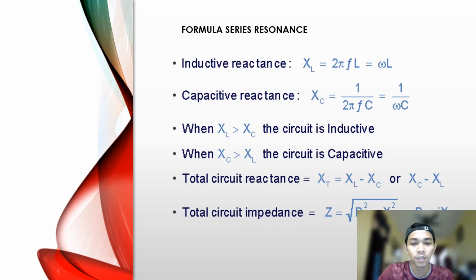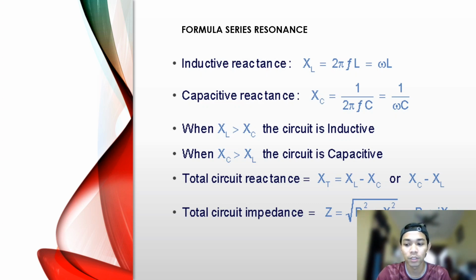For the formulas of series resonance, first the inductive reactance XL equals 2 pi fL, equals omega L. The capacitive reactance XC equals 1 over 2 pi fC, equals 1 over omega C. When XL is bigger than XC, the circuit is inductive. When XC is bigger than XL, the circuit is capacitive. The total circuit reactance XT equals XL minus XC, or XC minus XL.